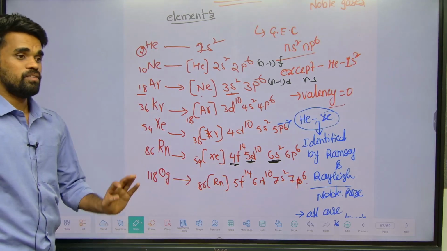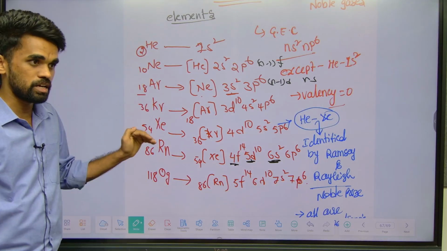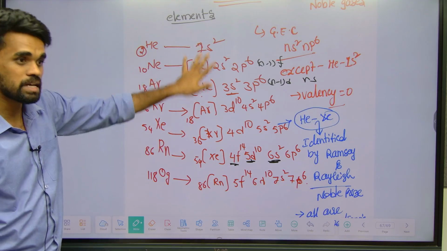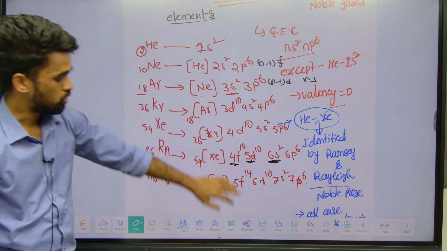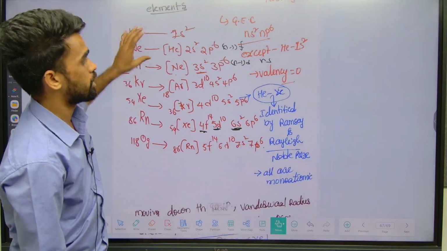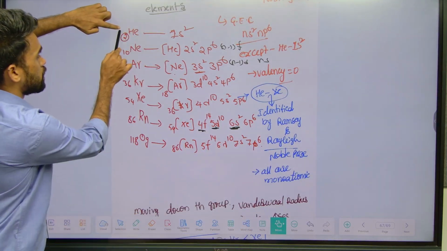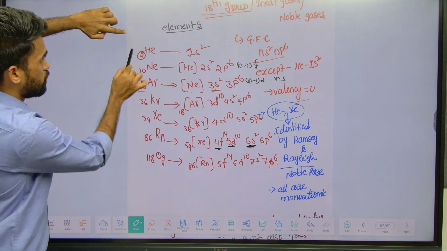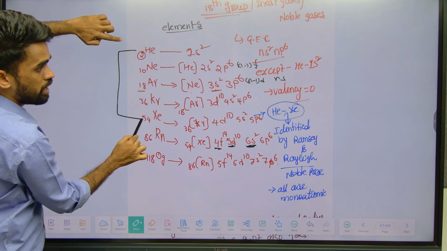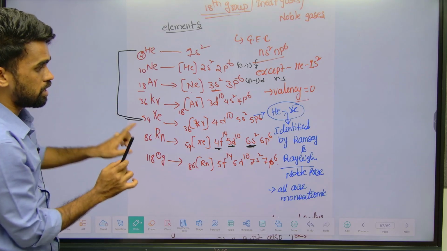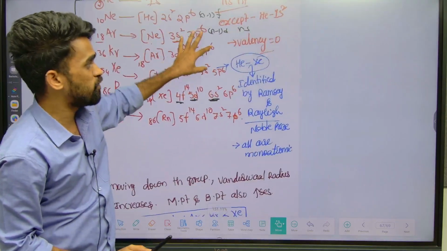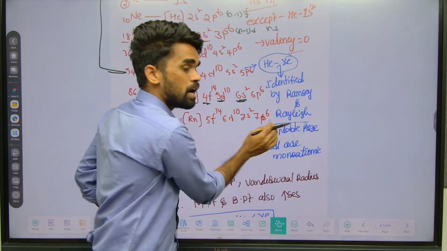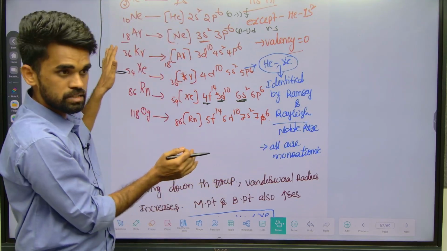For no group have I written all the electronic configurations, because I know you are able to write them. Just for cross verification I have given it only for the 18th group here. If you know, you can directly write. Anyway, from helium to xenon, all of these are gases only. Who identified them? Ramsay. So they got the Nobel Prize for identifying this.